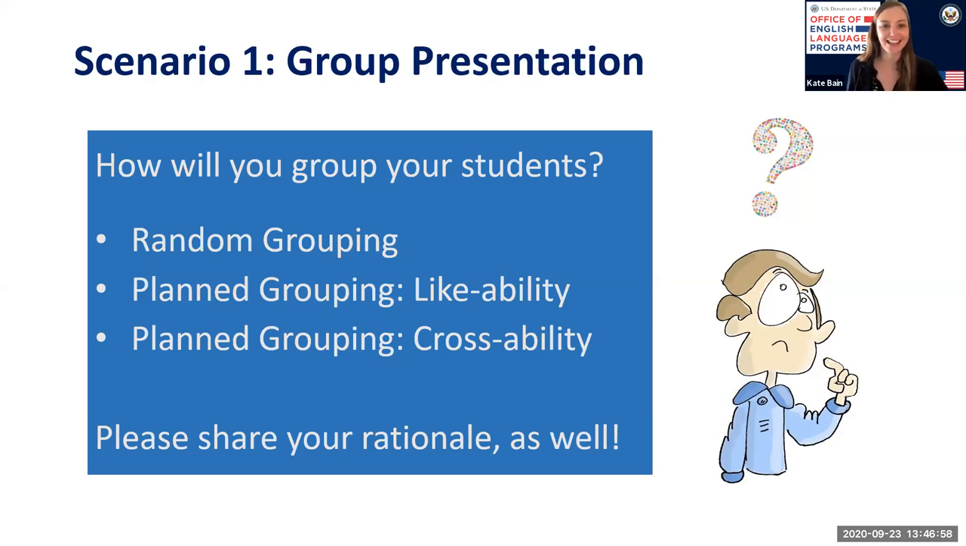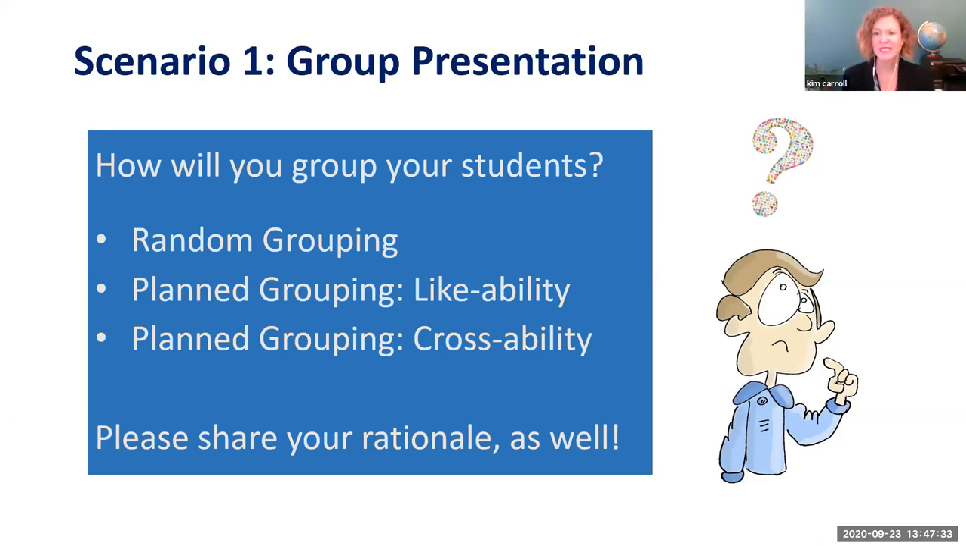Let's see. Abdulhak says that they would assign each person a different role. Great. And Exen says this cross-ability would help them to plan better. And Camilla says, because it seems to be many different tasks, and so maybe different levels could be good at completing different tasks. So great responses, everybody. Thank you for sharing. Thank you for sharing those.